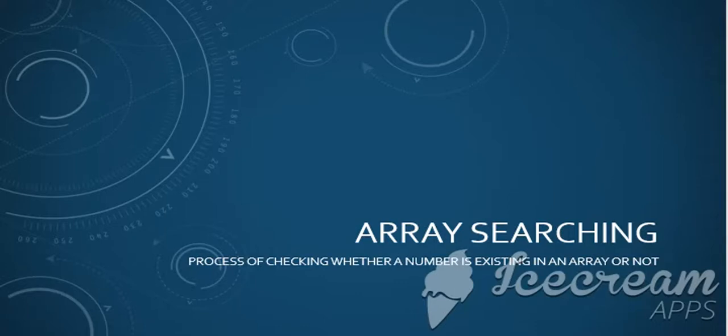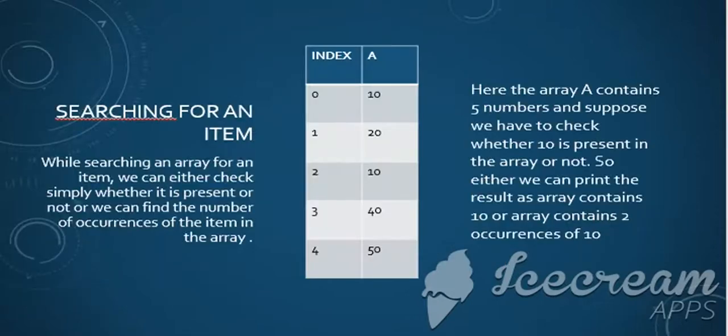We can perform the searching in two different ways. Either we can search the array for a particular item and the result can be printed as the item is found or not. We are just printing whether the item is found or not. We are not bothered about the count of occurrence of the item.